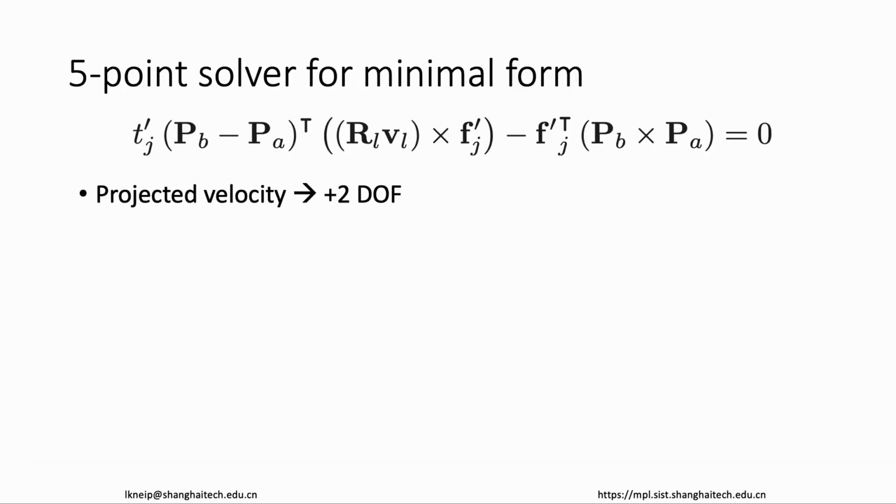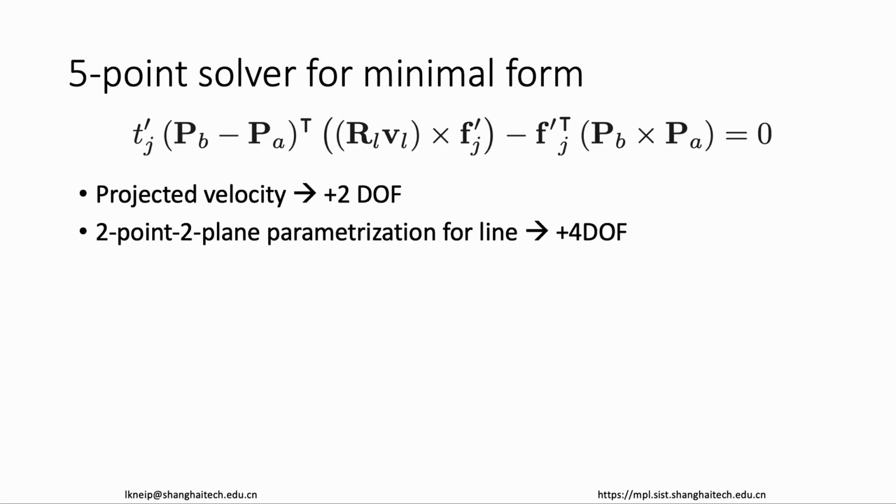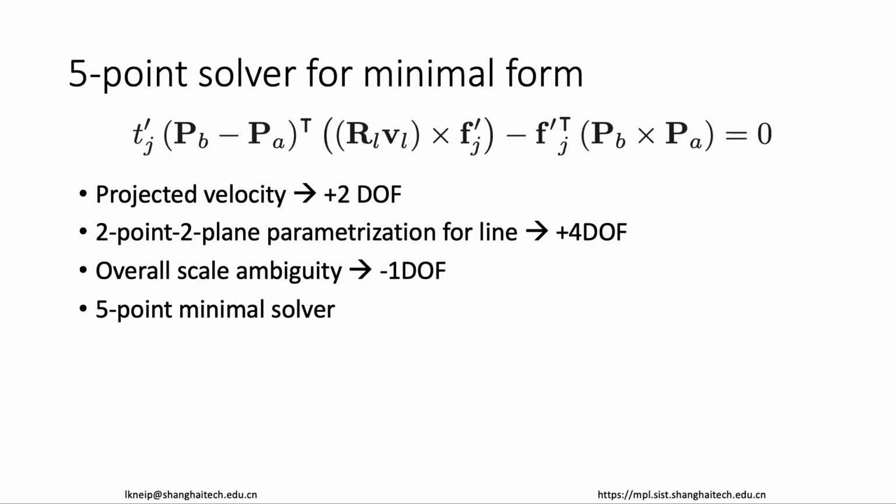The projected velocity variable has only 2 degrees of freedom, and we choose a 2-point, 2-plane parametrization for the 3D line. This results in 6 unknowns, and considering overall scale ambiguity, a minimal solver using 5 events can be created. We propose such a solver, which is automatically generated based on the Gröbner basis method.